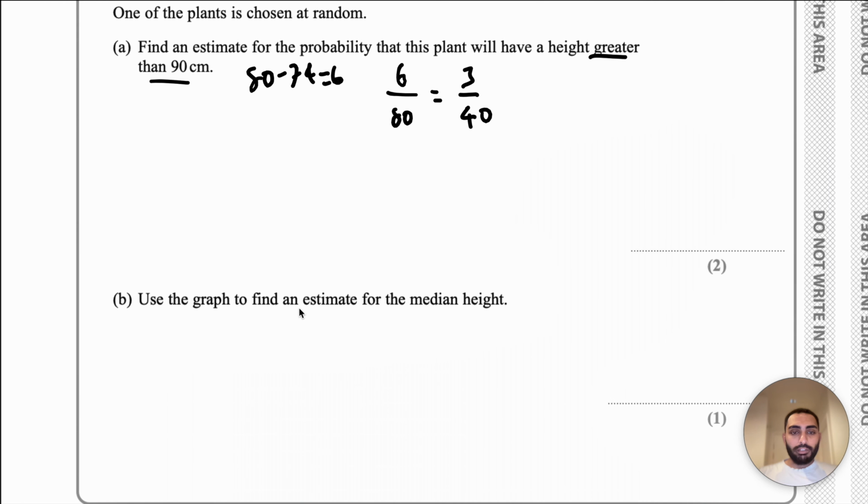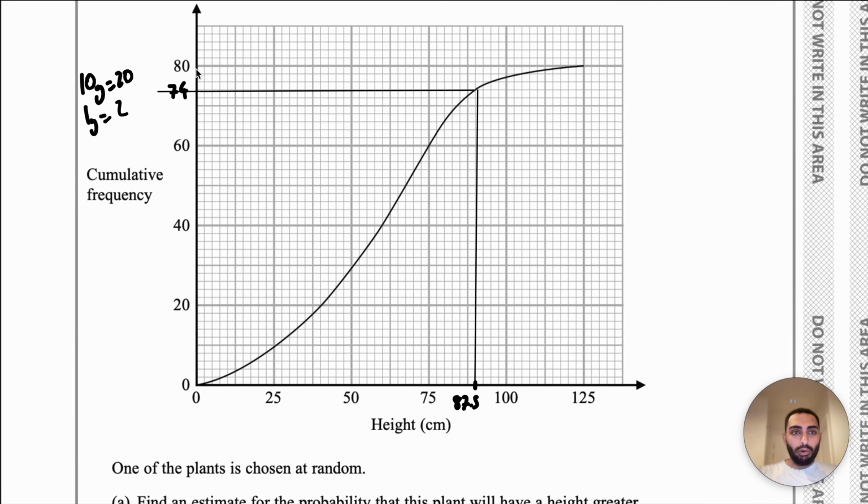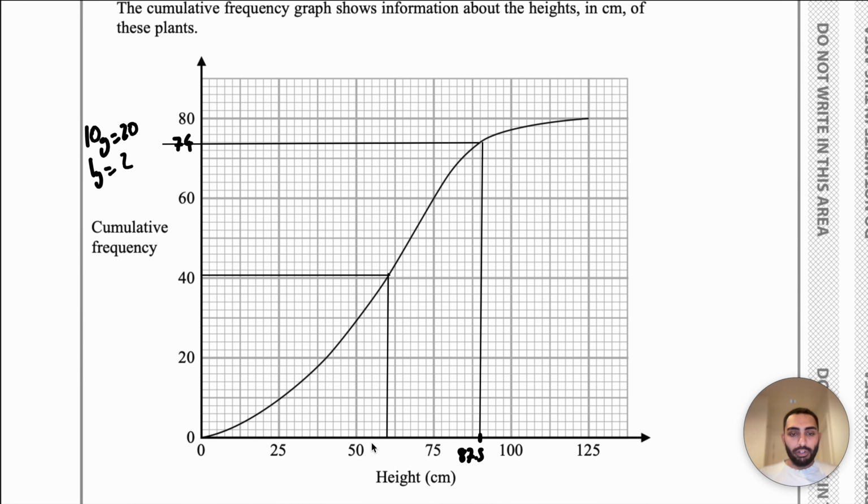Part B, use a graph to find an estimate for the median height. So we need to find the middle value here, and we know altogether there are 80 values. So the middle value will be my 40th value. I just need to do 80 divided by 2, which gives me 40. So I'm going to read across from there. So it touches the line here. Draw a line going straight down. So I'm reading this value off. Remembering it goes up in 2.5, so that's 52.5, 55, 57.5, and that would be 60.